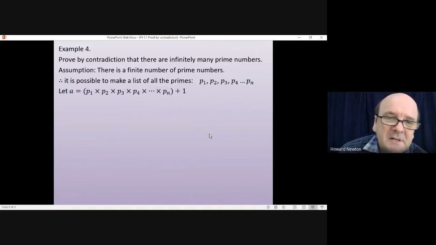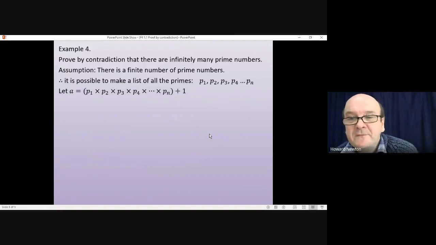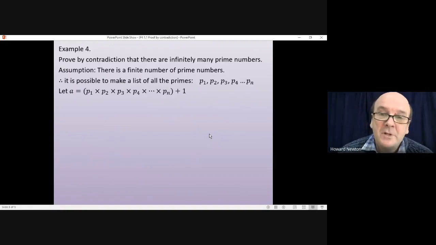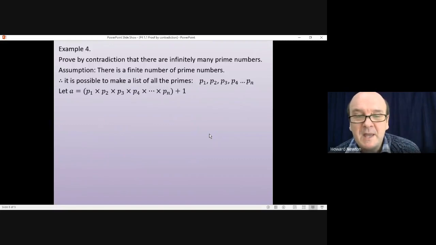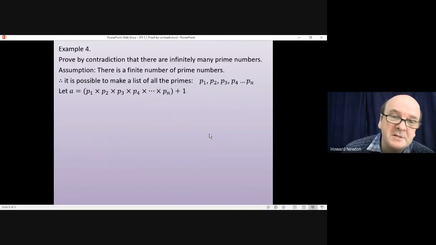Okay, let's have a look at this. So we're trying to prove that there are infinitely many primes. We're assuming the opposite thing, that there's a finite number of primes, which means it's possible to make a list of them from P1 up to Pn. And then we've created a new number a, which is what you would get if you multiplied all of the primes together and then added 1.